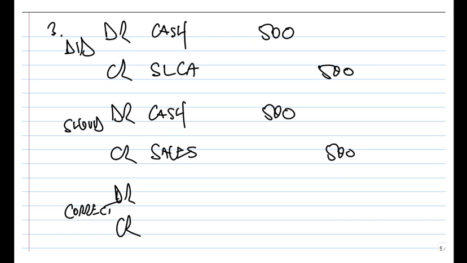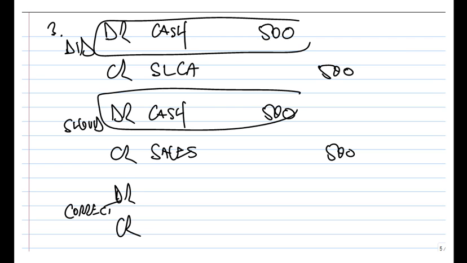Now, if you compare those double entries, well, actually the debit looks fine. They did debit cash 500. They should have debited cash 500. The problem's on the credit side. Now, they credited the sales ledger control account. That was wrong. They shouldn't have done that.